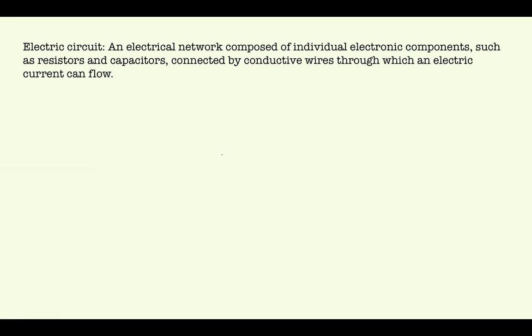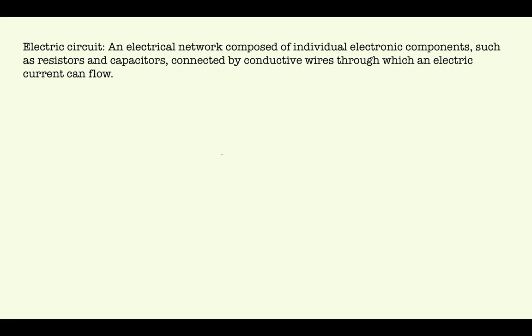Hi, today I'm going to be talking about power and electric circuits. To start off, I'm going to define the electric circuit. It's an electrical network composed of individual electronic components, such as resistors and capacitors, connected by conductive wires through which an electric current can flow.